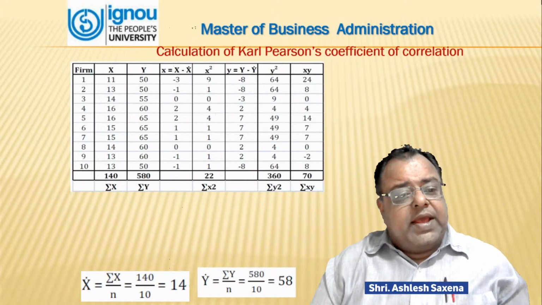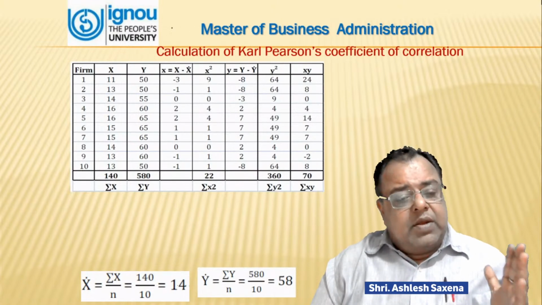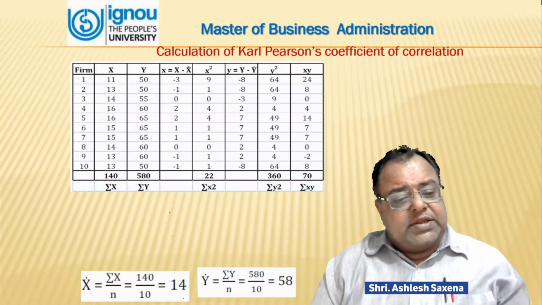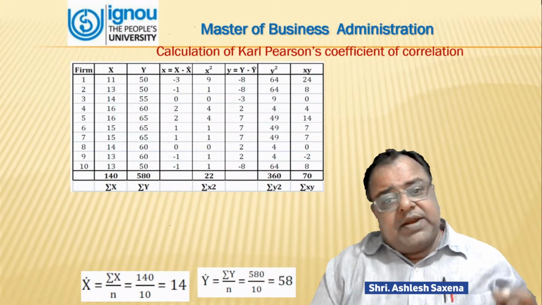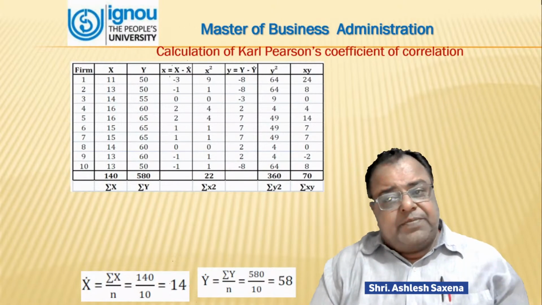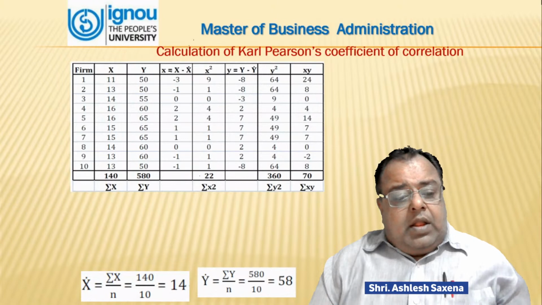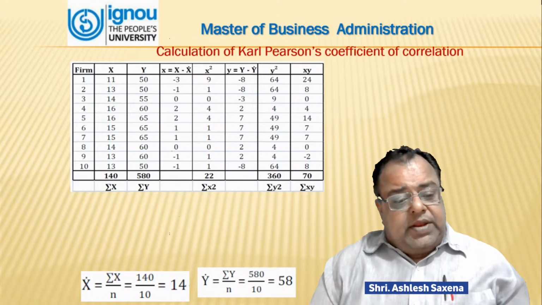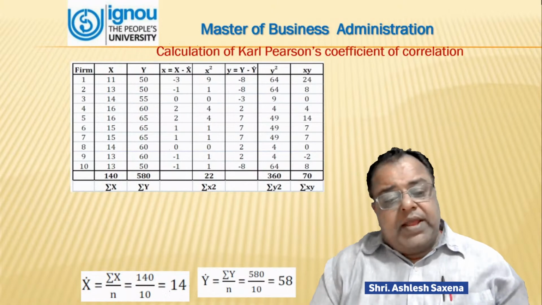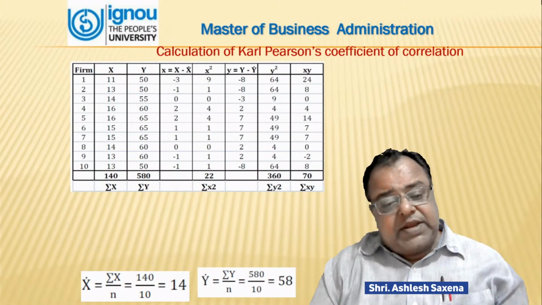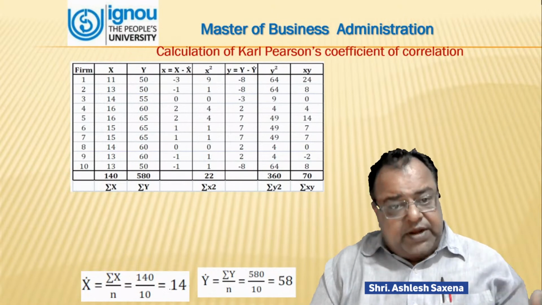We will be calculating X, summing it, Y, X minus X bar, X square, Y minus Y bar is calculated, Y square and the product of XY. Then we find out the mean. X bar is equal to summation X upon N, that is 400 divided by 10. That means your X bar will be 40. Y bar is equal to summation Y upon N, which is 500 divided by 10, that comes out to 50.